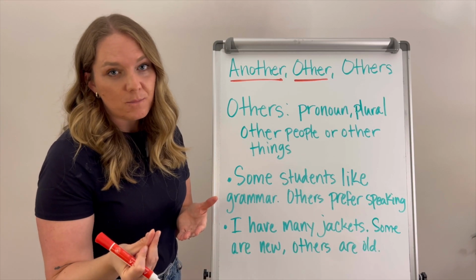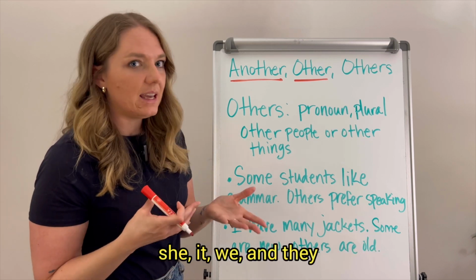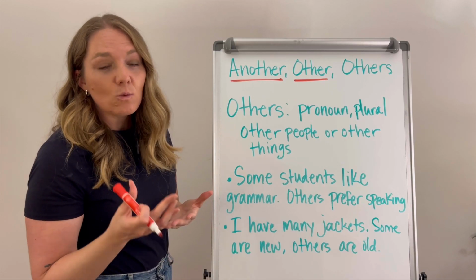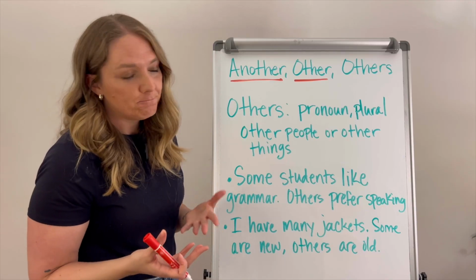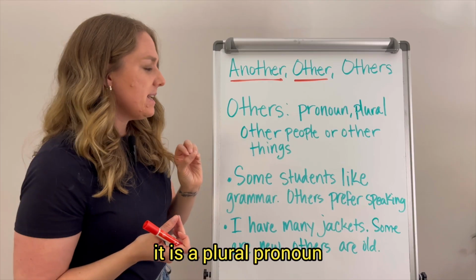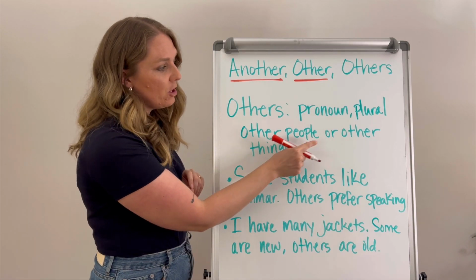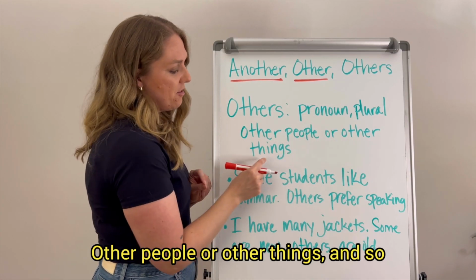Other pronouns you probably know are he, she, it, we, and they, and you use those in sentences when the noun is already clear. This helps avoid repetition. So, others is a pronoun. It is a plural pronoun, and it means other people or other things.